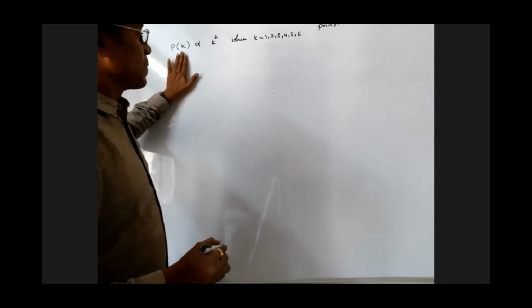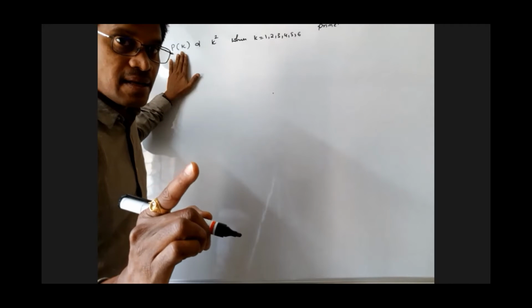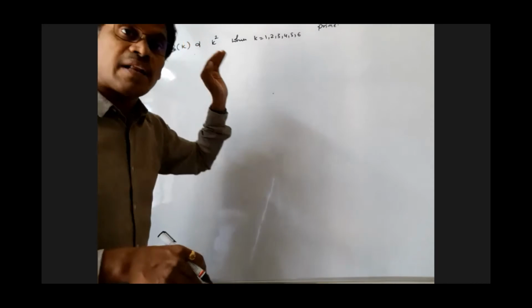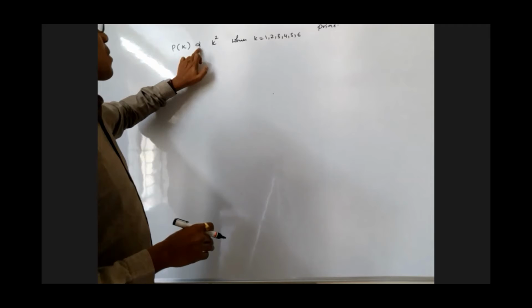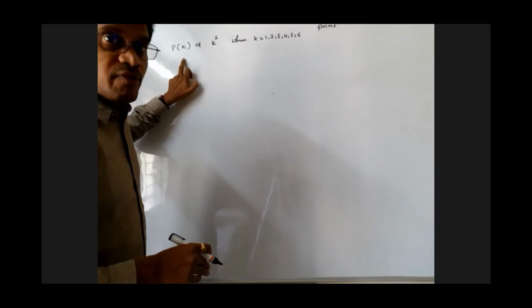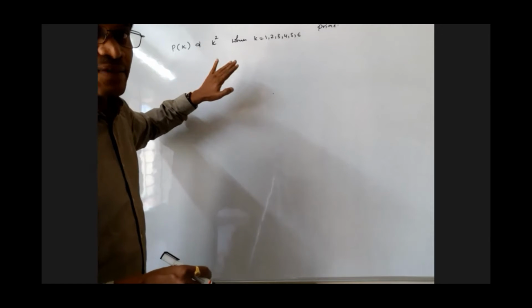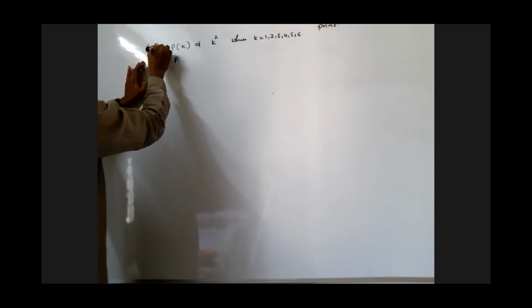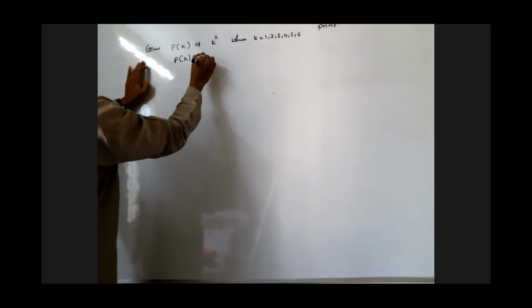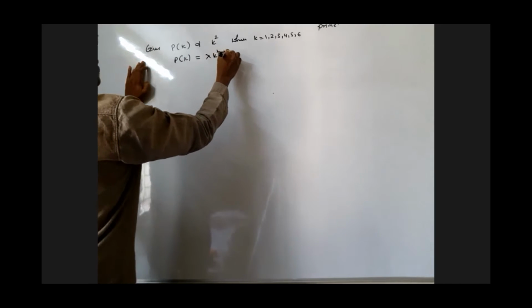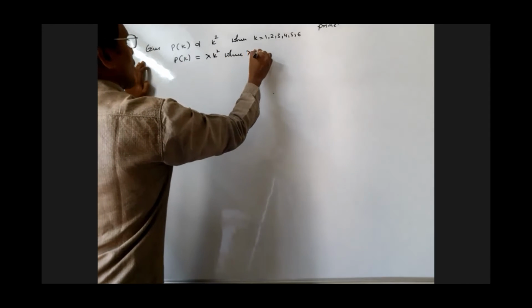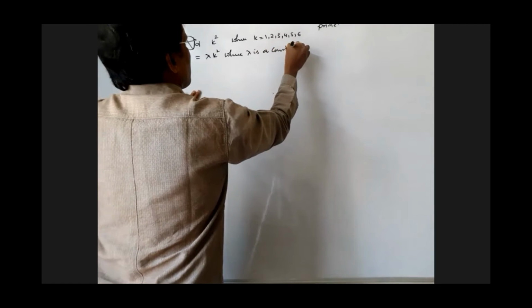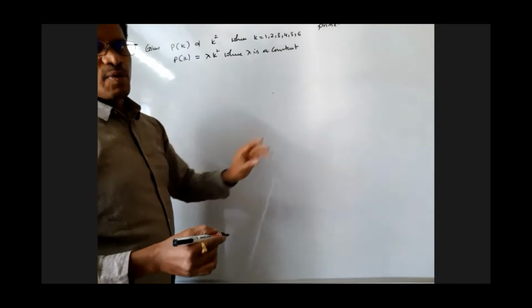The probability of getting a number k on the upper face of the die is proportional to the square of the number. That means the probability of 1 is proportional to 1 square, and the probability of 2 is proportional to 2 square. So the probability of k is equal to lambda k square, where lambda is the constant of proportionality.